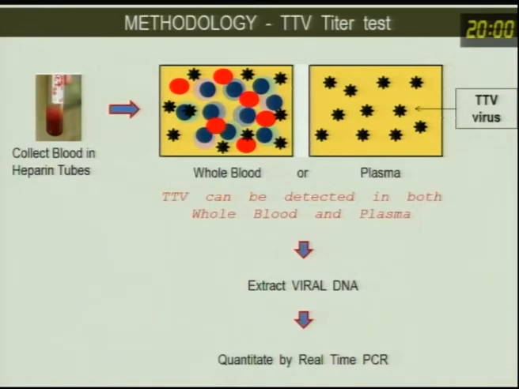So once you give me the blood samples, how am I going to process them? I can extract the virus from either the whole blood or the plasma. There are specific viral DNA extraction kits. I can extract it, and then quantify how much of the virus is present in a given sample.